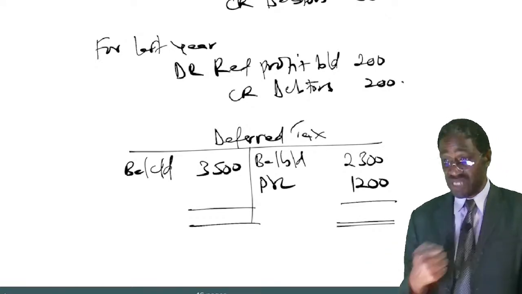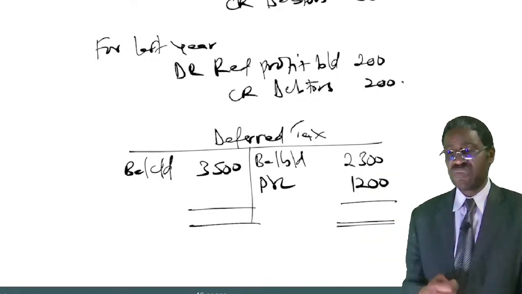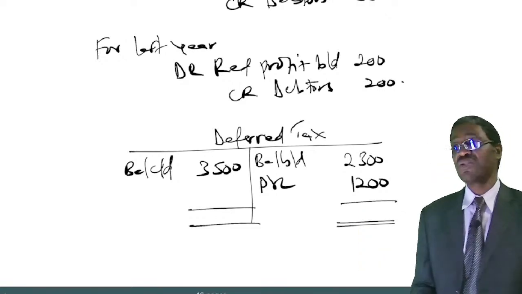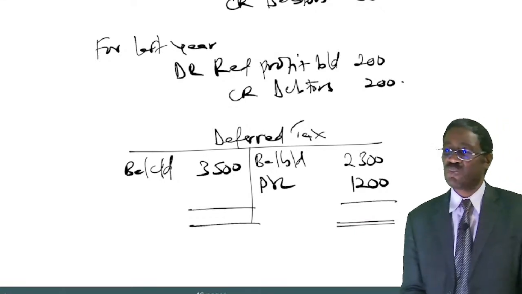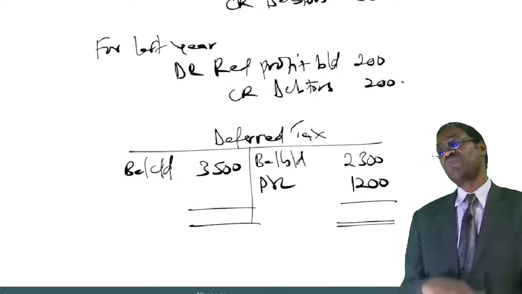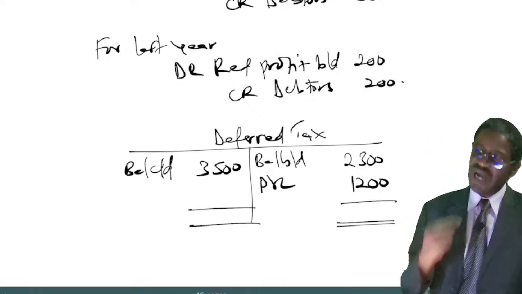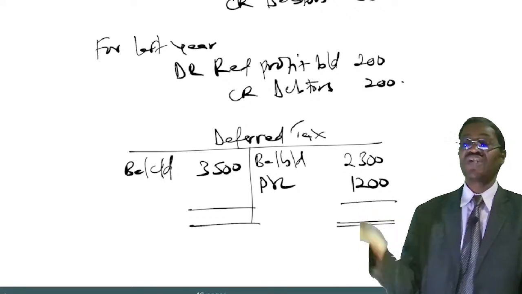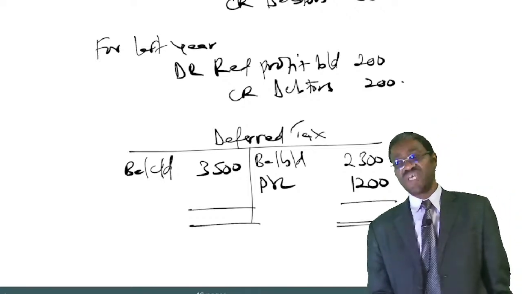Otherwise, if the examiner had told us 1.2 million to be transferred from the deferred tax, then I would remove it from the 2.3. To remove it from the 2.3, I would have debited deferred tax by 1.2, meaning I would credit P&L. But this question is telling us transfer to the deferred tax. So you credit deferred tax and you debit the P&L account. We shall debit the P&L account later when we are doing the income statement.